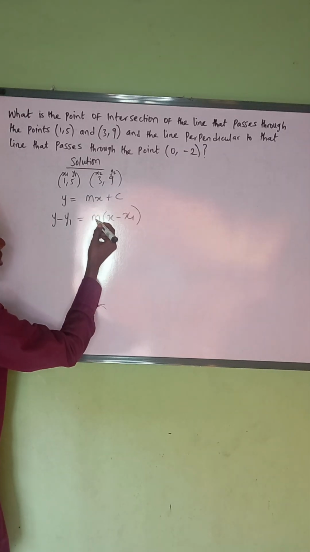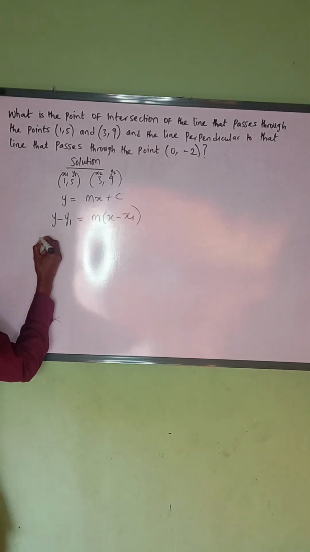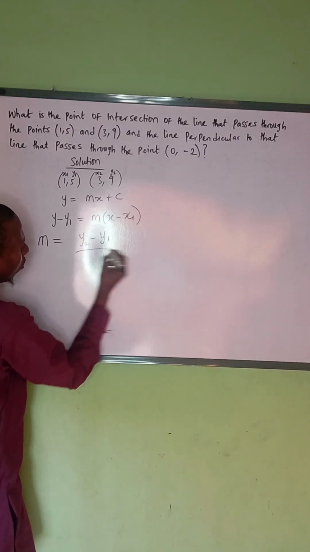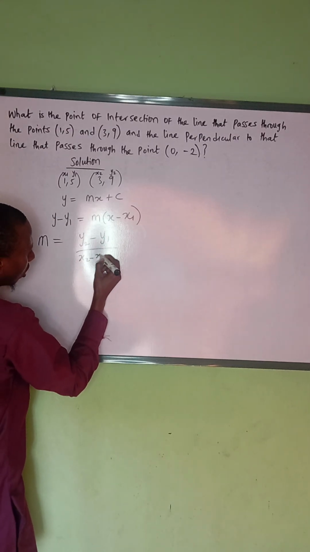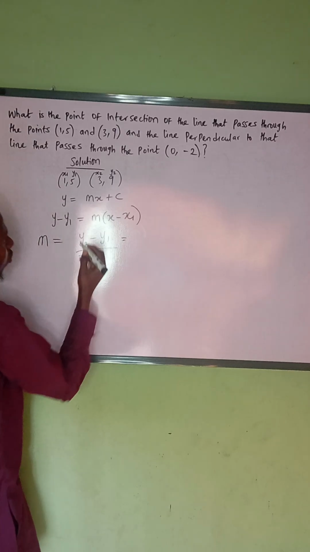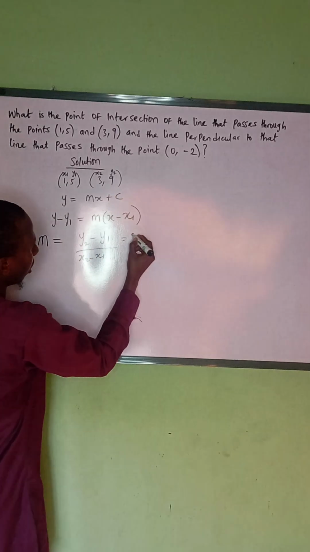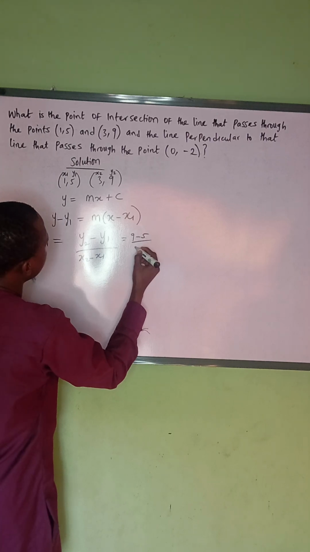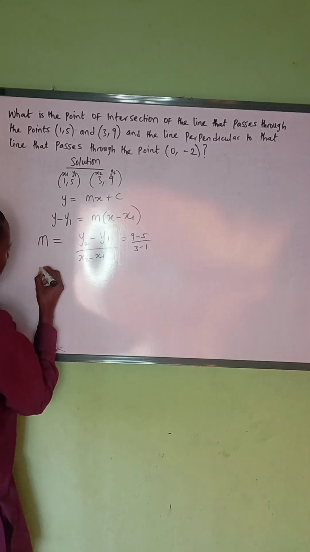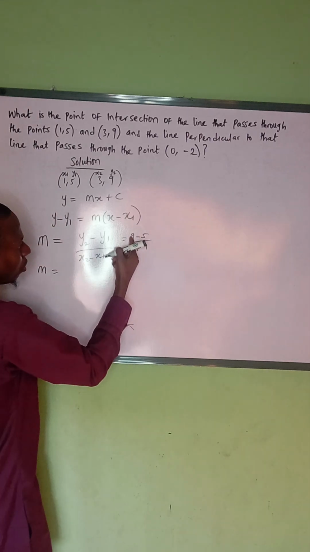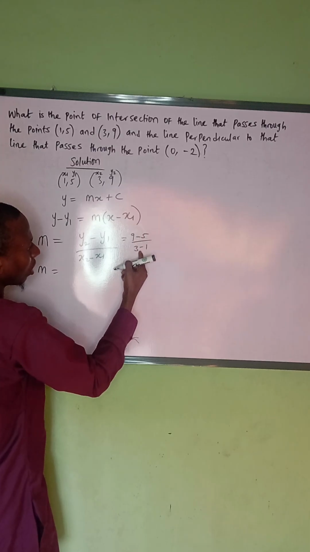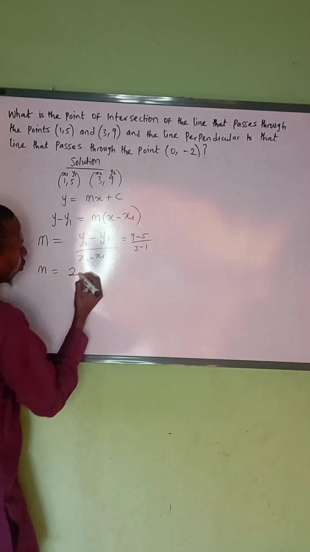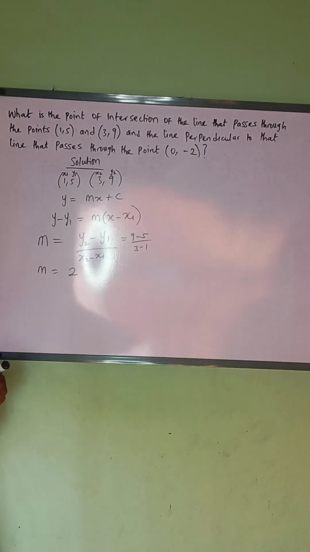That's why we have this formula like this. Now we need to determine the gradient, which is our m. And the gradient will be equal to what? (y2 - y1) over (x2 - x1). Now what's our y2? That will be 9 minus 5 over 3 minus 1. So our gradient will be equal to 9 minus 5, that's 4, divided by 3 minus 1, that's 2. 4 divided by 2, we have 2. So our gradient here is 2.